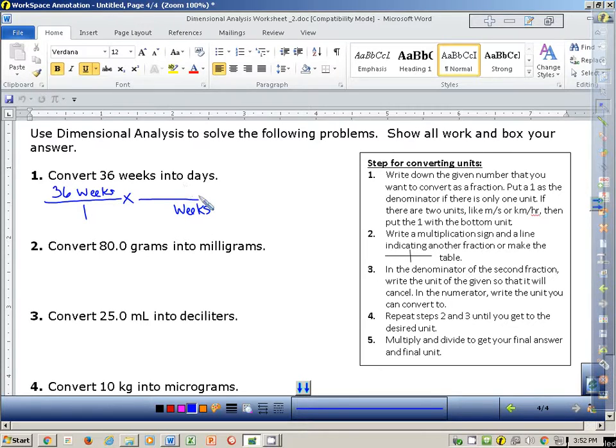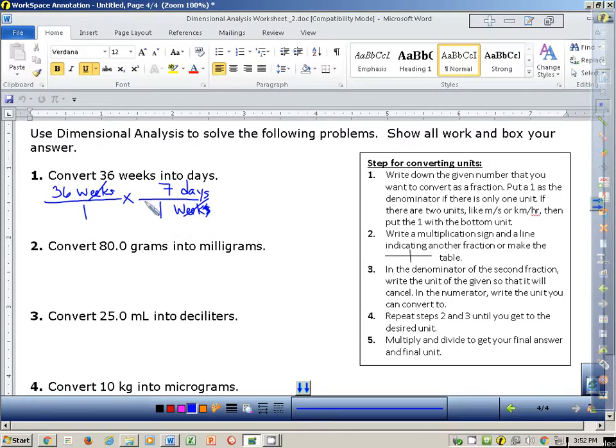In the numerator up here, we're going to write something that relates to weeks. In this case, I do know how many days are in a week, so I can put days on top of weeks. There's 7 days in 1 week. Now, it wouldn't be plural, but whatever. What's going to happen now is that weeks are going to cancel. Because remember, when you're multiplying fractions, you're multiplying across the top and dividing by the bottom.